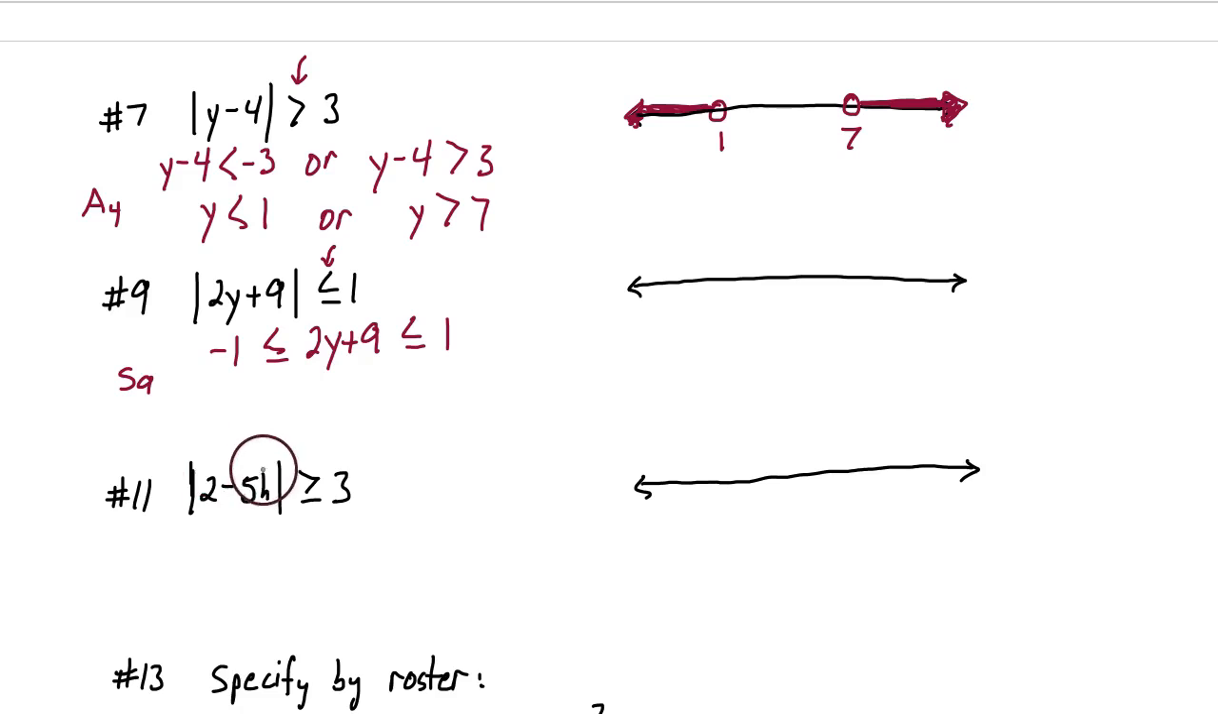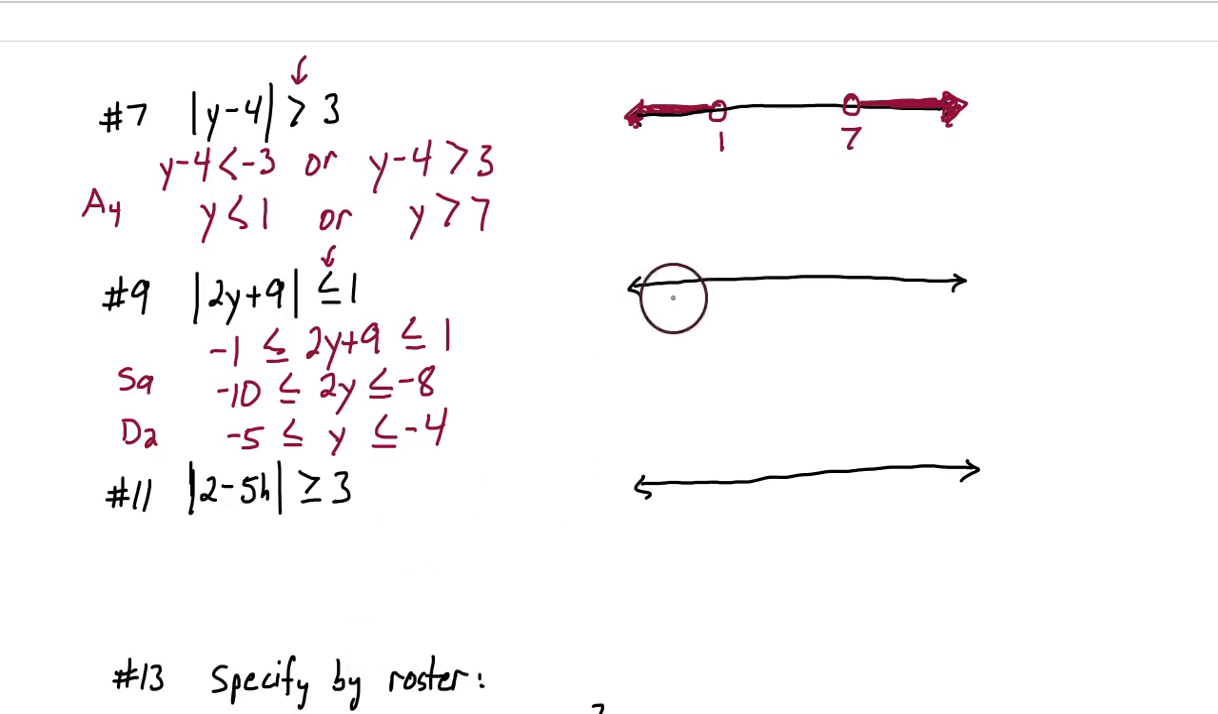Subtract 9 from all places in this expression. Negative 1 subtract 9 is negative 10. Here in the center, when you subtract 9, the 2y is left over. On the end, when you subtract 9, you get negative 8. To get the letter y alone, we have to divide by 2 in all places in this expression. Negative 10 divided by 2 is negative 5. In the middle, when you divide by 2, the letter y is alone. And on the end, when you divide by 2, you get negative 4.